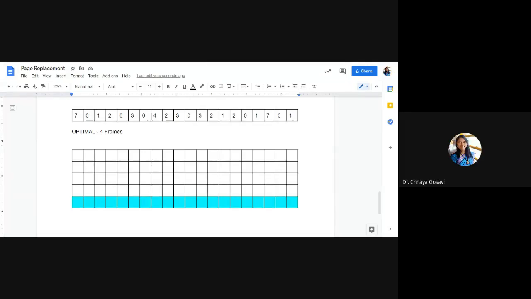Mute your mic, Gargi, Ankita, Lavanya. If you have any doubts, then you can unmute and talk.